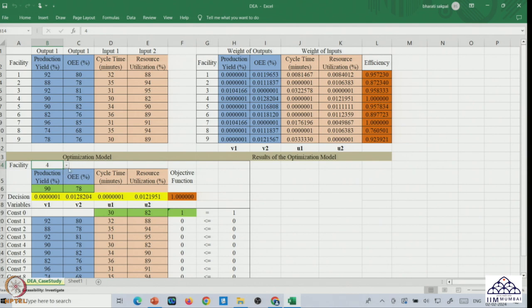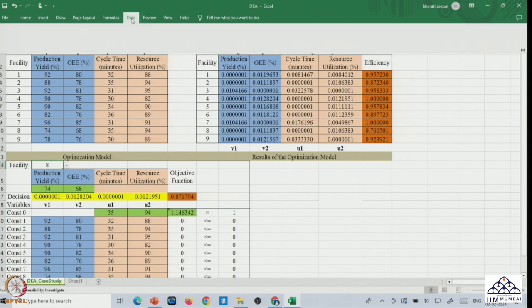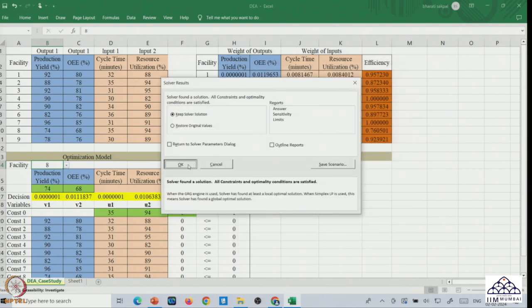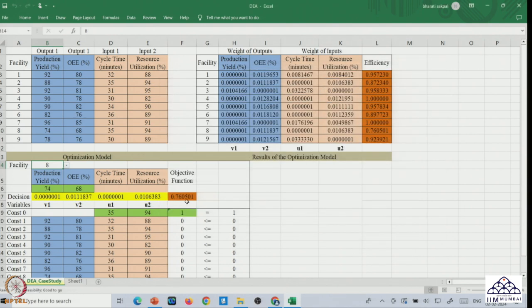So same way, let us see for factory 8. So if I change factory 8, see automatically 7468 has come, coefficient of outputs, coefficient of objective function. Similarly 3594 has also come over here. Now solver solved, you are getting 76% efficiency. That is what we discussed in the PPT. And these values are my weights, and see this is having highest weight 0.011, then resource utilization, and then cycle time and production rate.